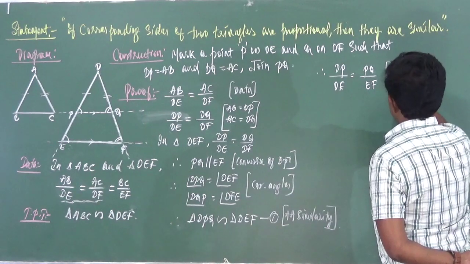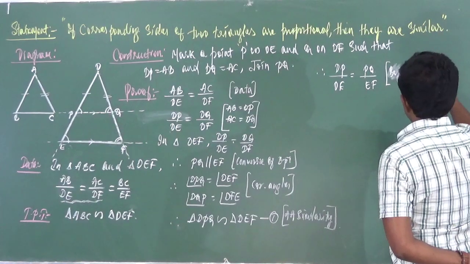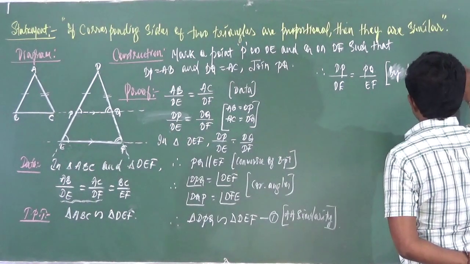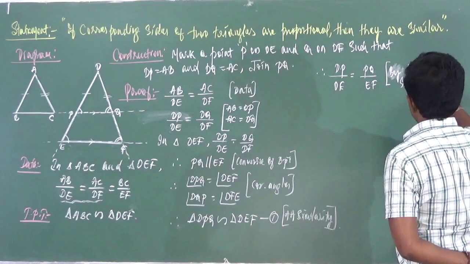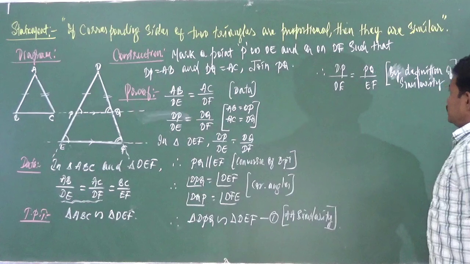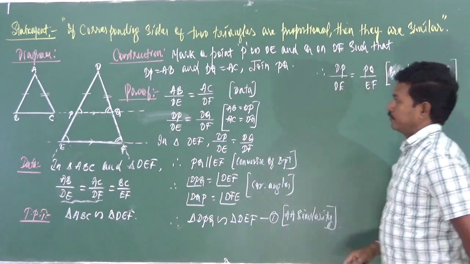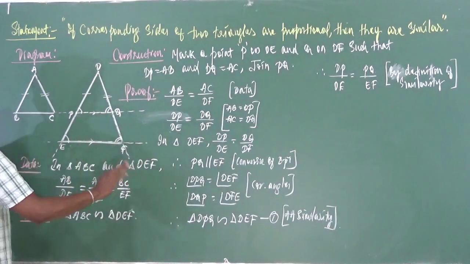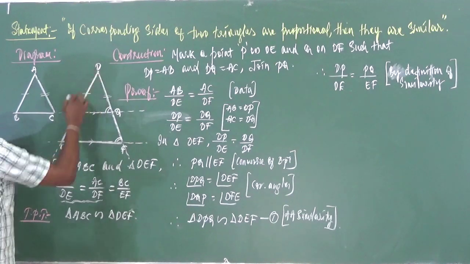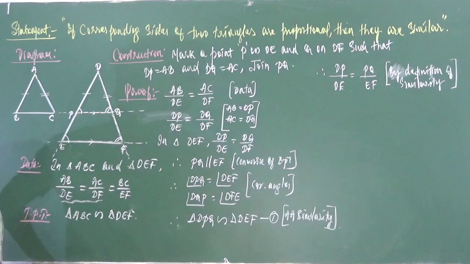Or by the definition of similarity, we can write dP by dE is equal to PQ by EF, right? So I won't take dQ by dF, I am just taking two ratios, that is dP by dE is equal to PQ by EF. So here dQ by dF is not required, that's all.